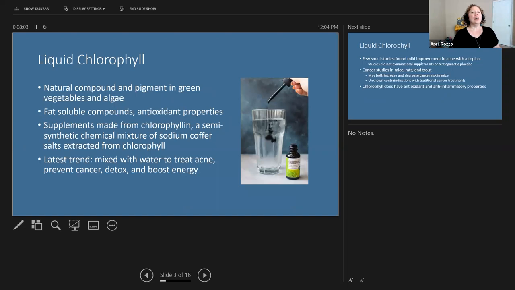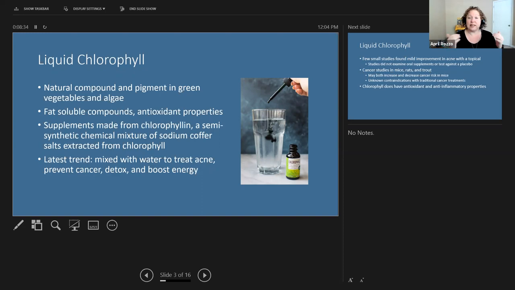Liquid chlorophyll is making waves on social media, especially on TikTok, with people dropping these little dropperfuls of very pretty dark green liquid into a glass of water, just like in the picture. It's very dramatic. But liquid chlorophyll is being touted right now for a lot of potential health benefits. So what is it?